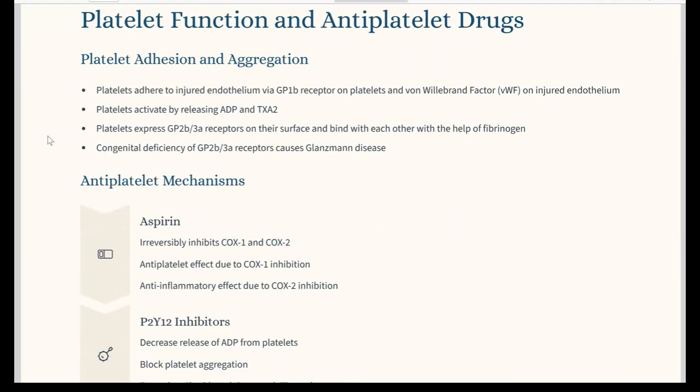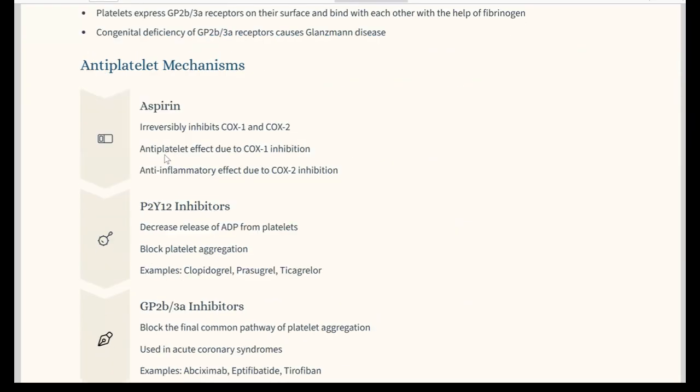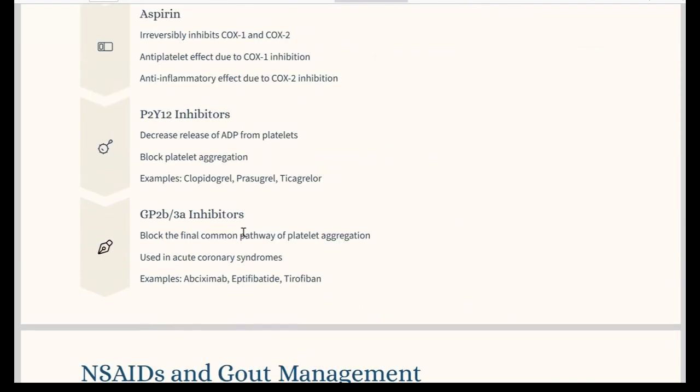Platelet aggregation, please remember aspirin is irreversible. They will put this in an MCQ. Aspirin, irreversible, and your clopidogrel is reversible. The GP2B3A abciximab, they ask you this as well. The mechanism of action is what they ask you.